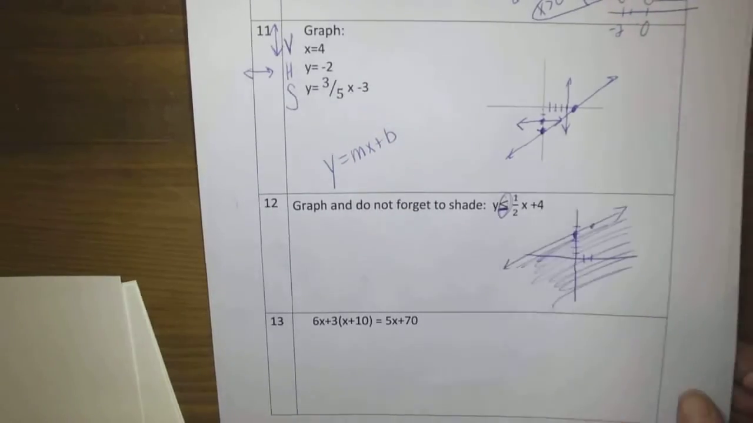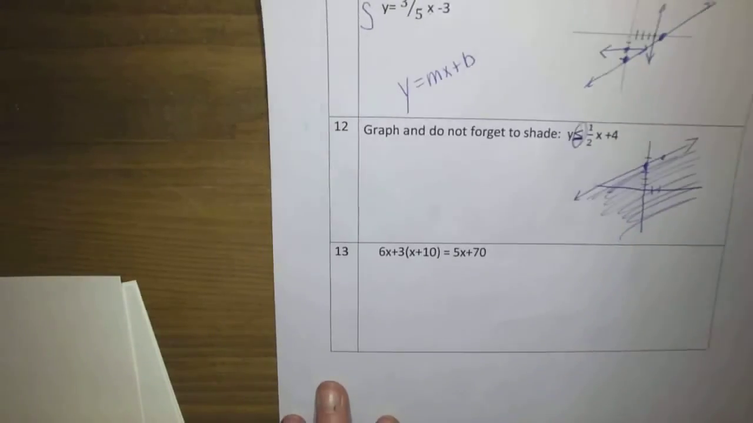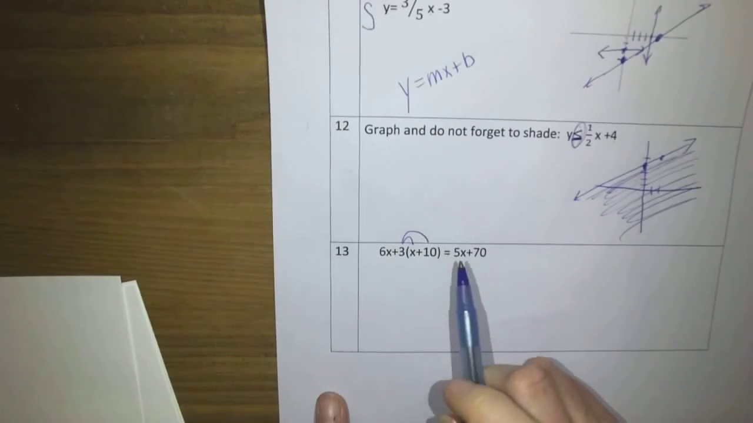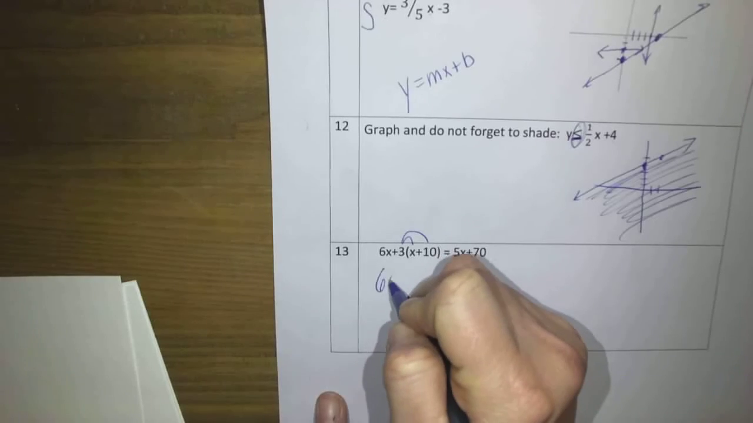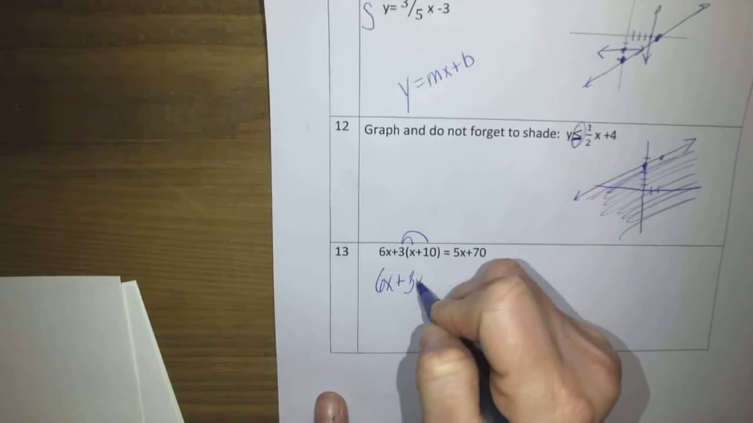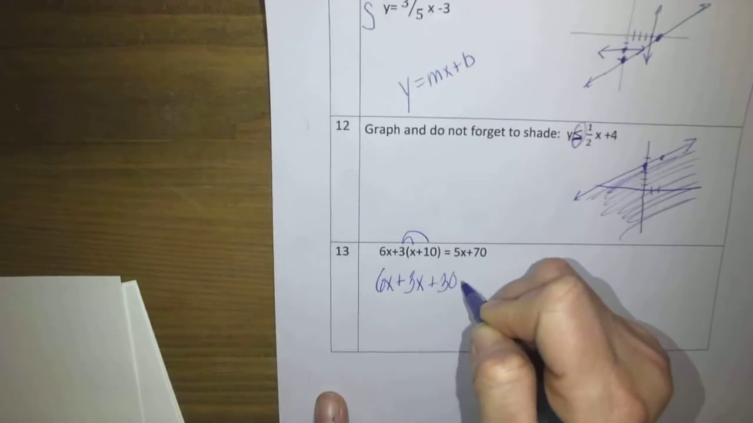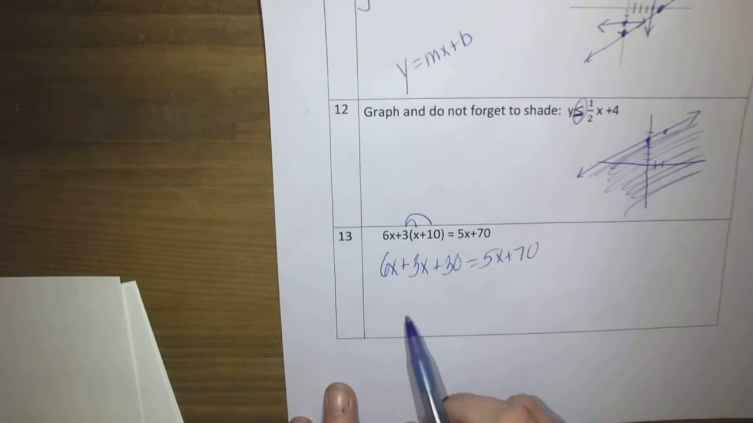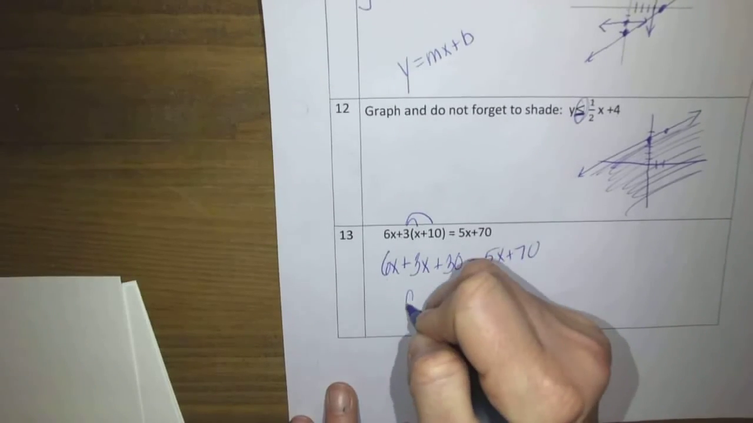Number 13, and the last one for this video, I see just a regular equation with an equal sign, and I'm going to solve it. 6x, distribute here. 3 times x is 3x. 3 times 10 is 30. Then I'm going to clean up like terms. 6x and 3x is 9x.